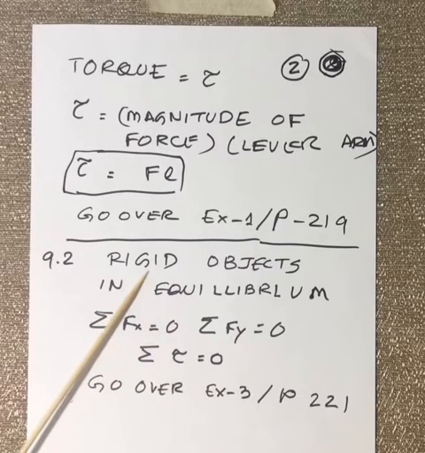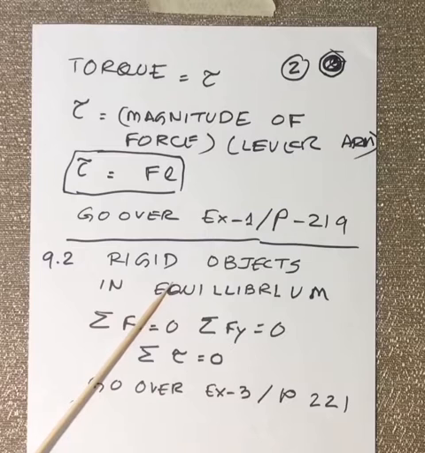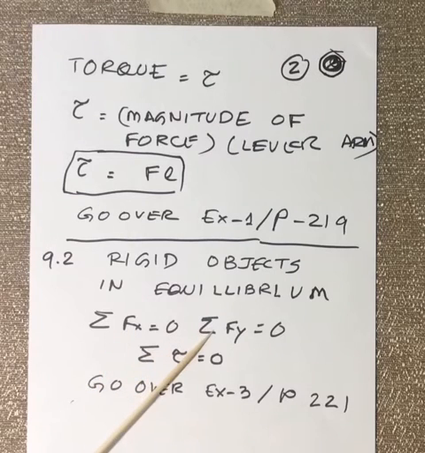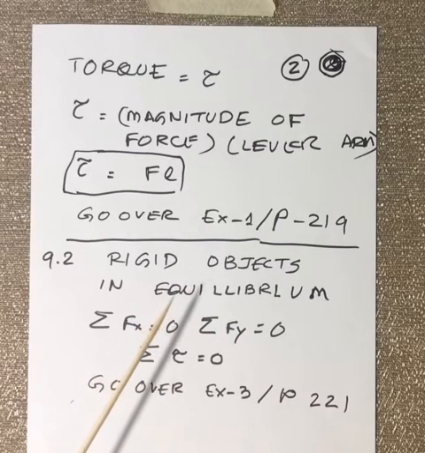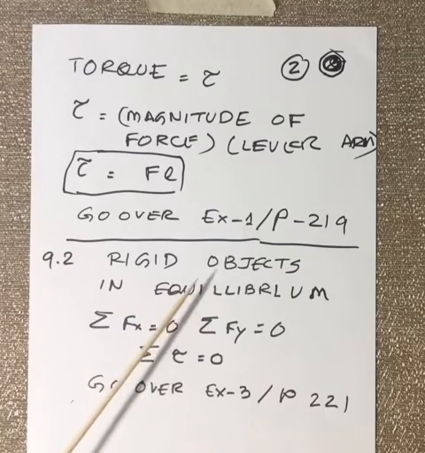Then we'll talk about rigid objects in equilibrium. The sum of all x components has to be 0, the sum of y components has to be 0, and the sum of all taus has to be 0. You can go over example 3, page 221. These are the three conditions. If they are satisfied, then only can we say the rigid object is in equilibrium.